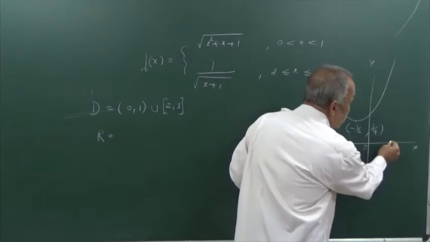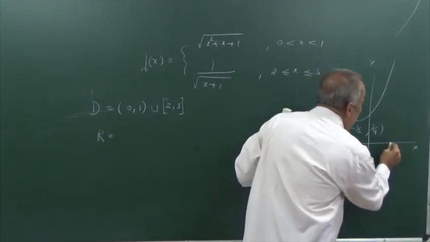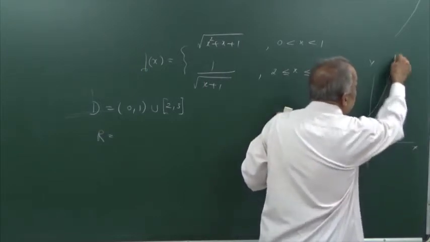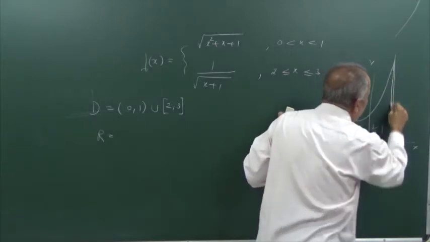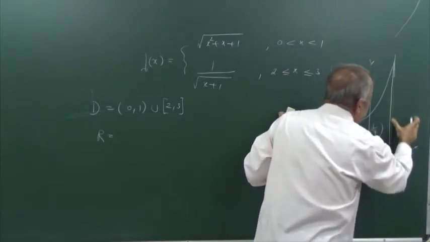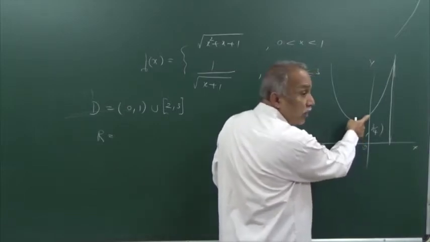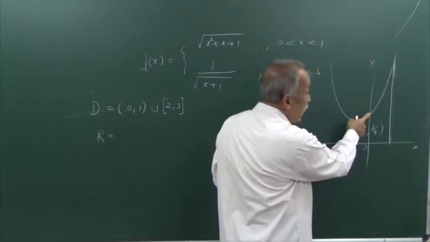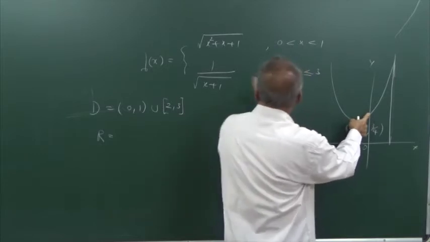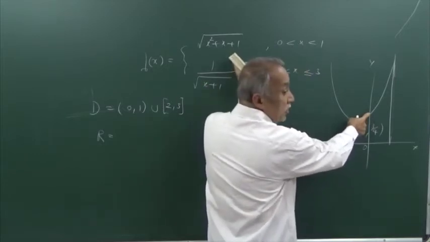This is 0, somewhere here is 1. What is the portion of the graph covering the interval 0 to 1? Above 0, you have one point of the graph. The point having coordinates, apply x equal to 0, 0, 1.